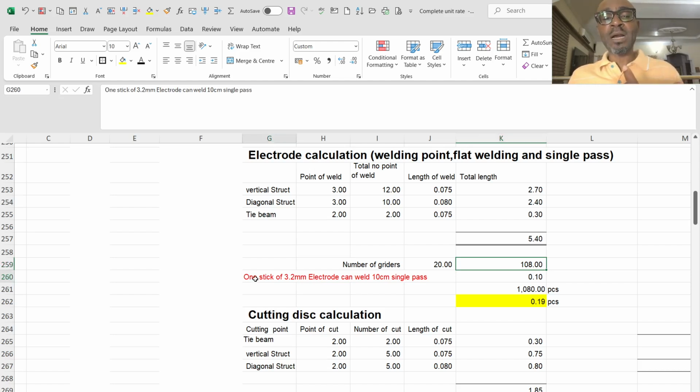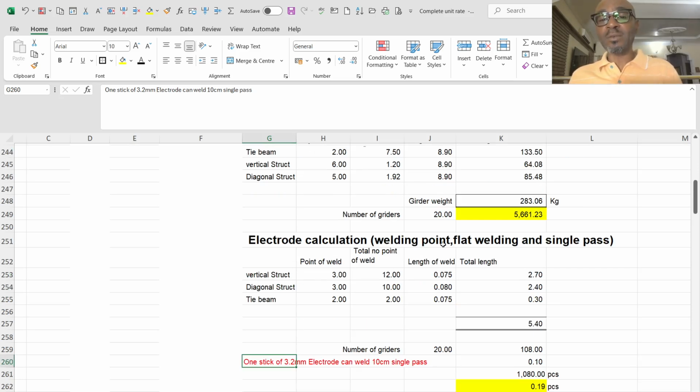Then a stick of electrode, which is usually 400 centimeter long, can weld proper welding, because we have different kinds of welding. We have the flat welding, the angular welding, the butt welding. So in this case, we are going to do flat, and it's a single pass. That's why you see I indicated welding. It's a flat welding and a single pass.